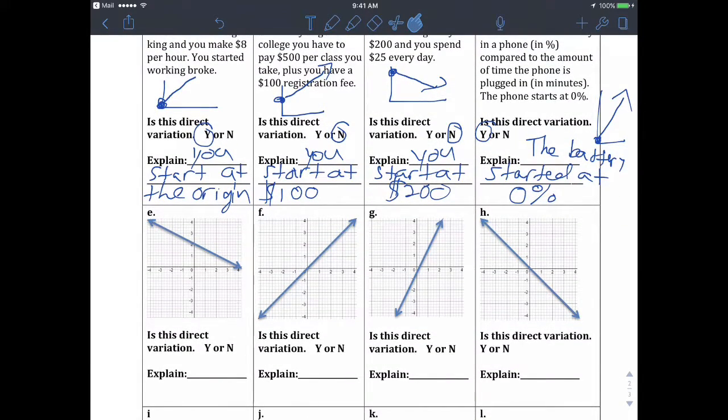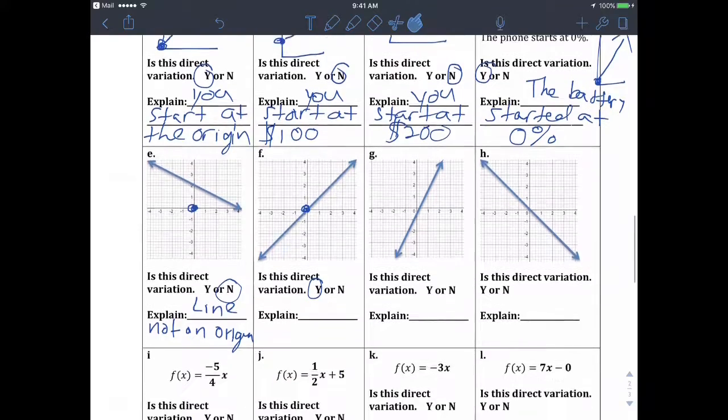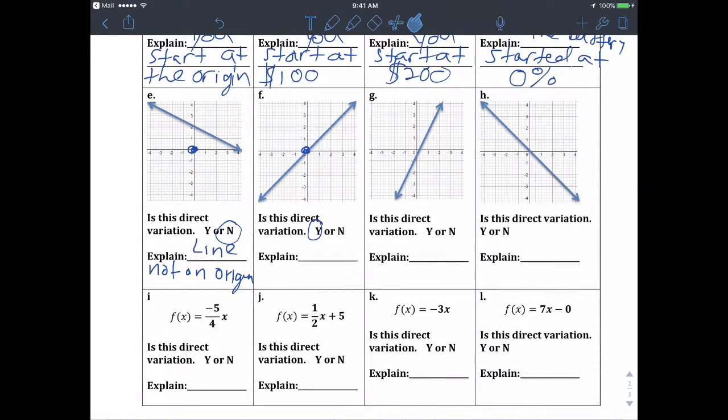Now looking at these over here, these are already graphed. If you see that it starts at the origin, you say yes because it starts at the origin. If it doesn't start at the origin, you say no. So for E, this is the origin right here, and since the line is not on the origin, you'd say no. You can say line not on origin. For the next one, we say yes because it is on the origin. Now I'm going to show you the next ones as well. I'll have you do G, H, K, and L all together.